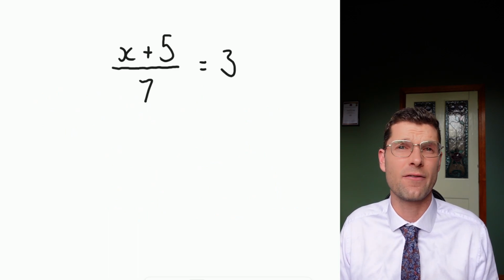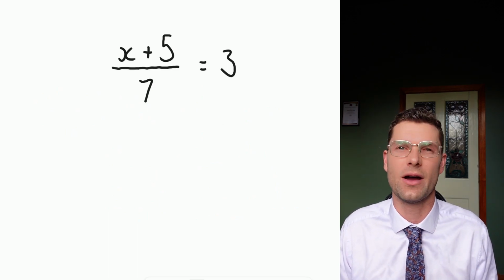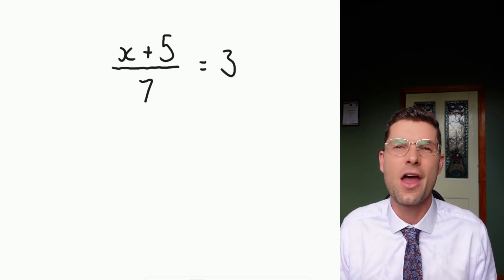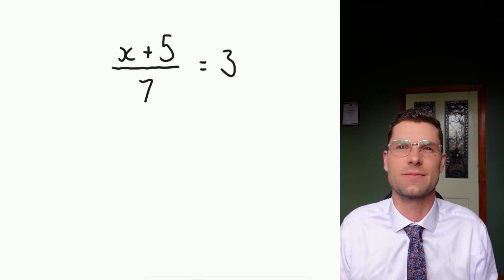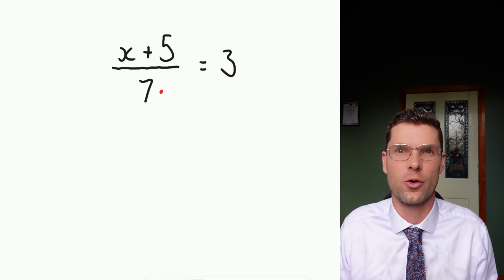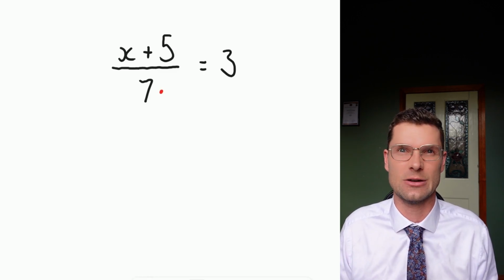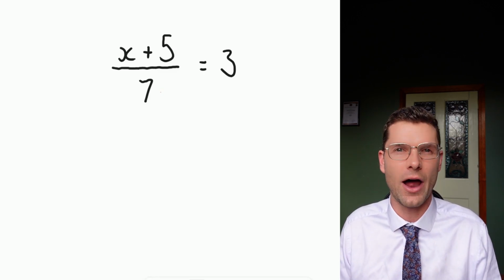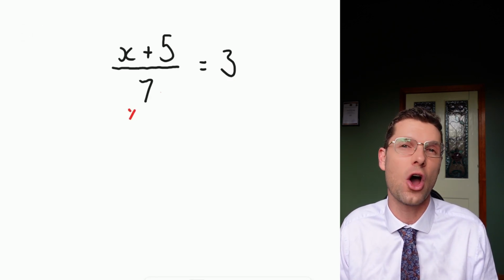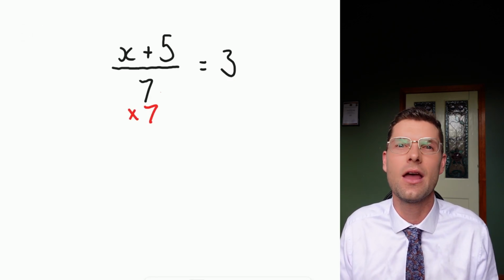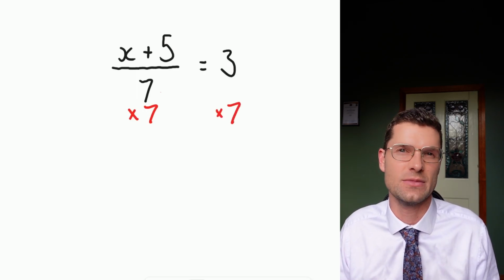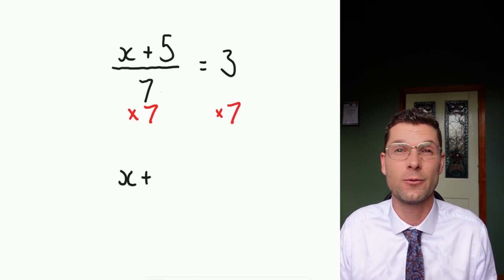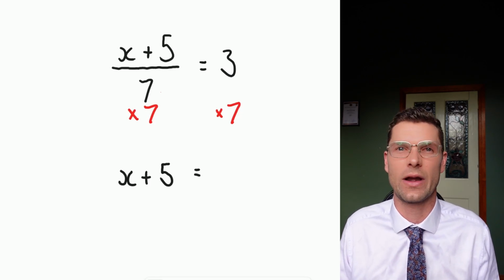So for this question here, I've got x plus 5, all divided by 7, and that's equal to 3. The first thing I've got to do is identify what's furthest away. I've got to work backwards. Well, the 7 is way further away than the 5, so that's what I'm going to deal with first. Because it's divided by 7, I actually have to times by 7 to get rid of it. I'm doing times 7 on one side, so to keep this thing equal, I have to times 7 on the other side, and now I'm left with x plus 5 is equal to 21.